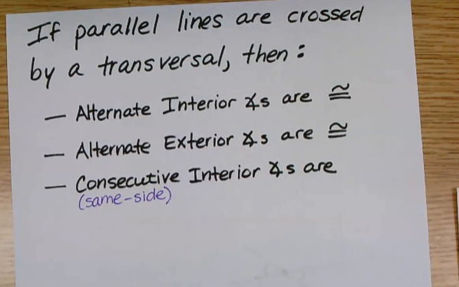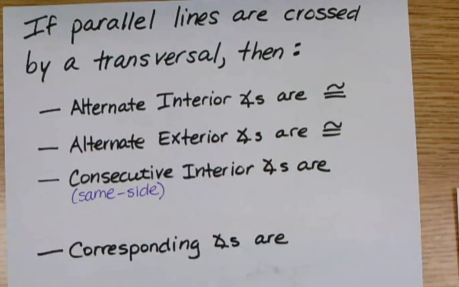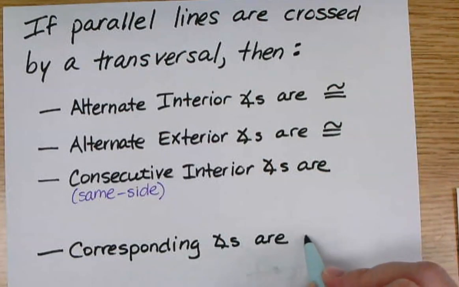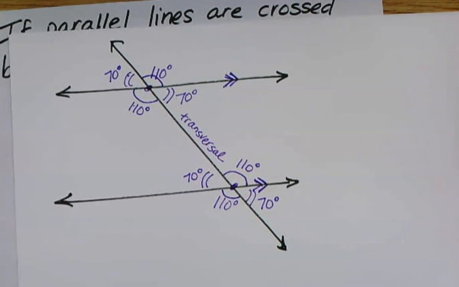Okay, the next one I was going to talk about, but I changed my mind, was same side interior angles, which we also call consecutive interior angles. I changed my mind because these are sort of the odd man out. They're a little different. So let's go ahead and skip instead to corresponding angles. Just like alternate interior, alternate exterior, if my lines that are crossed by the transversal are parallel, then the corresponding angles are congruent.